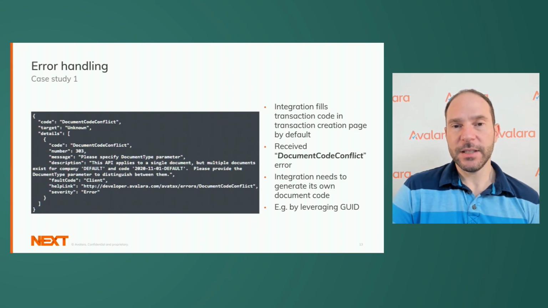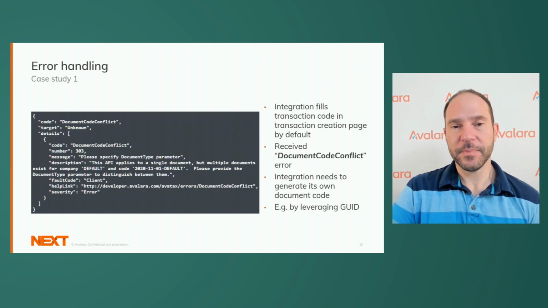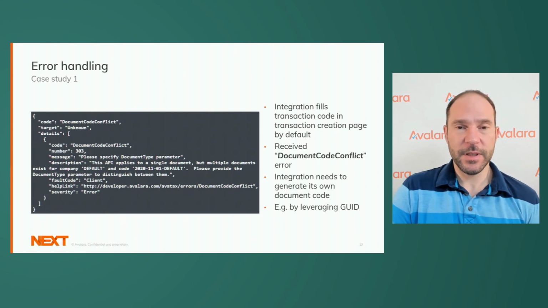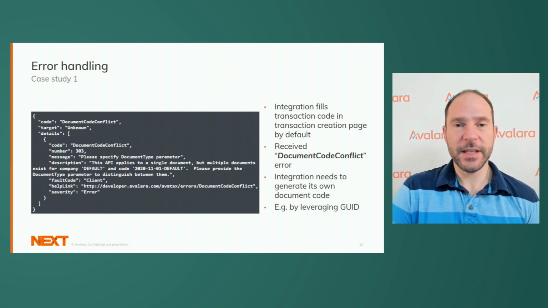So the first one is the document code conflict error. And this happens when you try to create a transaction with the same code more than once. And in this case, the integrator used the date and the company code, which are not unique. It only allows for one transaction per day. So in this case, the integrator used a GUID instead, and so that allows total uniqueness for each transaction. And that's what we would recommend. GUID's not required. Anything that's sufficiently unique would solve this issue.